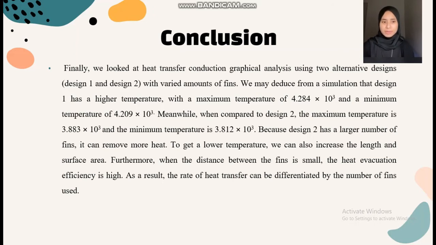It is because design 2 has a larger number of fins, so it can remove more heat. To get a lower temperature, we can also increase the length and surface area. Furthermore, when the distance between the fins is small, the heat evacuation is high. As a result, the rate of heat transfer can be differentiated by the number of fins used.